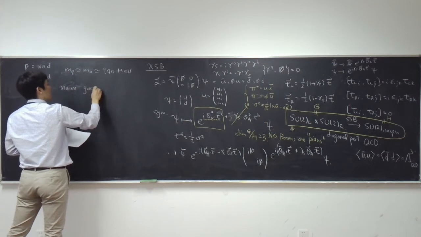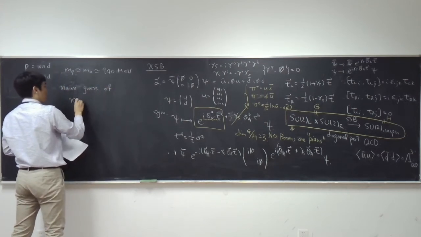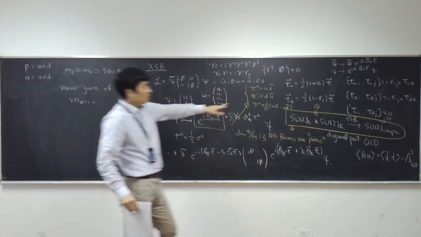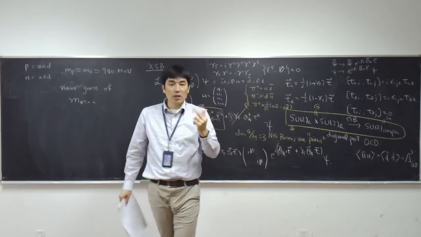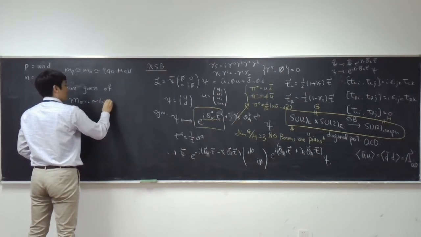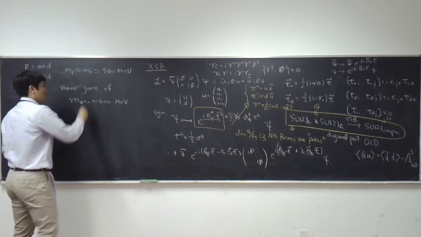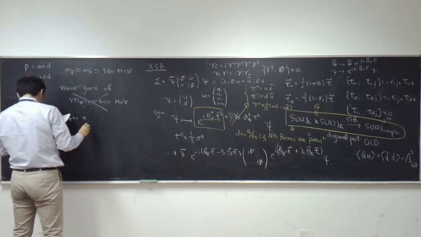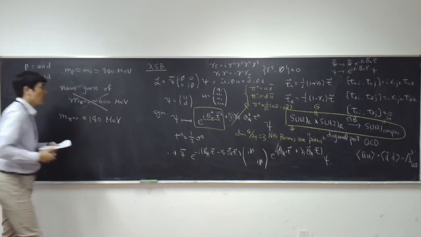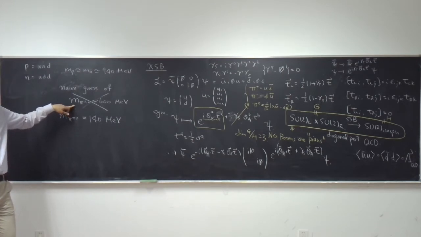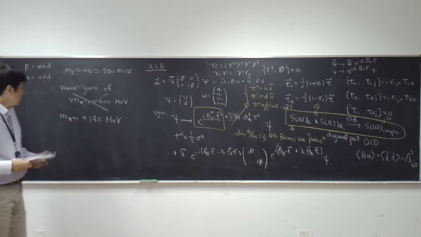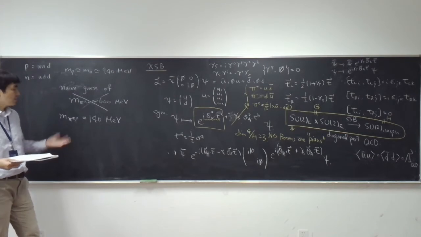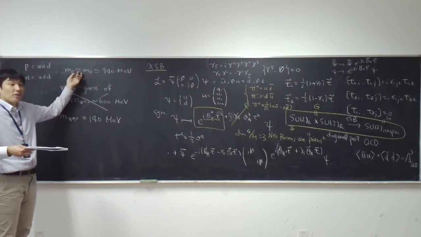So the naive guess of the pion mass, for plus, minus and zero: since up quark is around 300 and the pions are made of a quark and an anti-quark, the naive guess is around 600 MeV. But this is not the case. The real mass of the pion is around 140 MeV, much less than the naive guess. It's a puzzle why the mass of the pion is lighter than the naive guess coming from the mass of the proton and neutron.